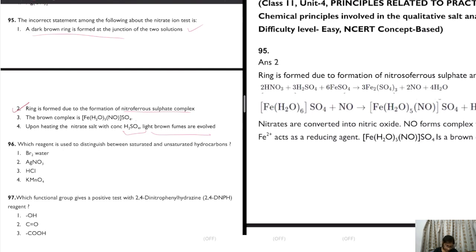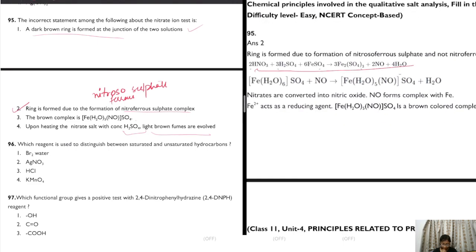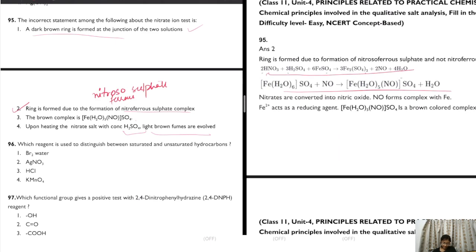Why? Because the formation takes place of nitrosoferrous sulfate, and not of nitrosulfate. Okay, so these are the reactions taking place, and this is the ring and complex we get. So nitrates are then converted into nitric oxide. And this is what we did.